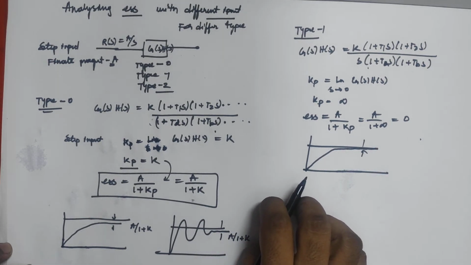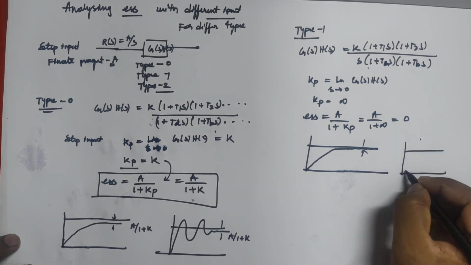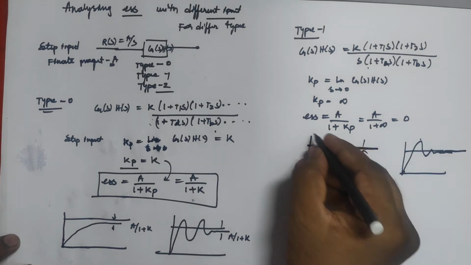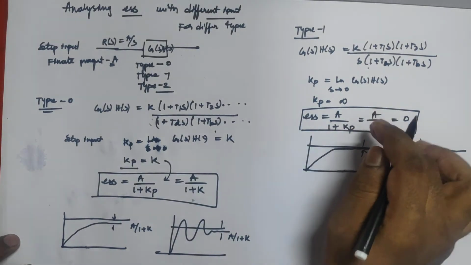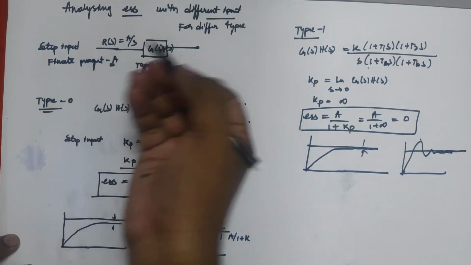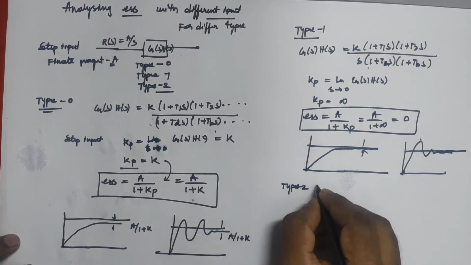Whether my system is overdamped or underdamped, the response settles close to the input, so there is no error. So for the type 1 system, if you give a step input, there will be no error. Now again for the type 2 system, what happens?